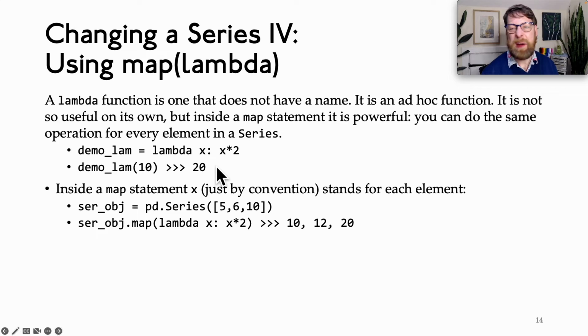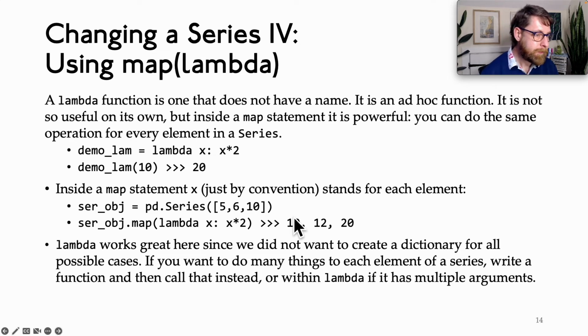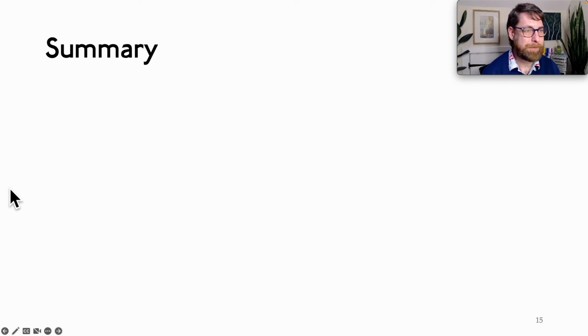So it's 20. Now, you wouldn't use that normally in statements outside of a series, but inside of a series or with a series, it's really, really handy and really useful. So we can see here, same sort of thing. With a series, we would have some values, and then we map x times 2, and that'll double those values: 10, 12, and 20. So lambda works great here since we didn't want to create a dictionary for all possible cases. If you want to do many things for each element of a series, you write that function as we had suggested. And that's the Jupyter code, but we had just gone through it.